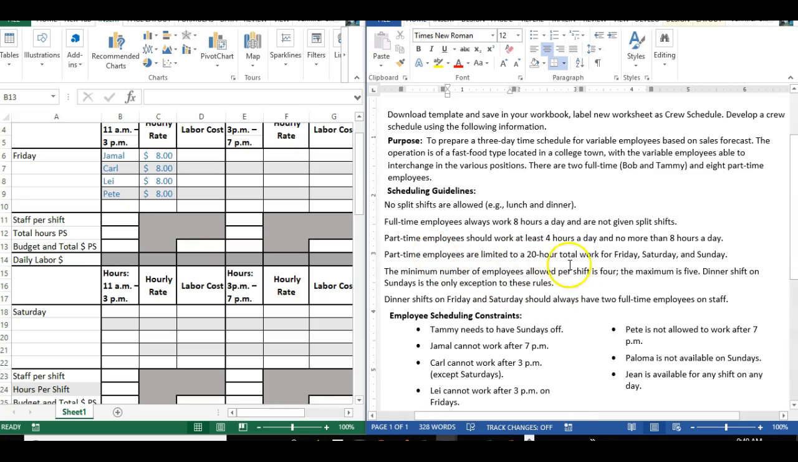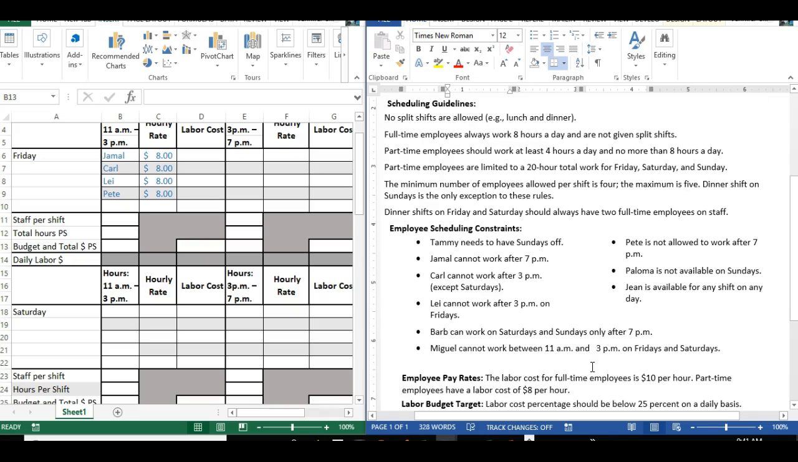Full-time employees always work 8 hours a day and are not given split shifts. Part-time employees work at least 4 hours a day and no more than 8 hours a day. Part-time employees are limited to 20 hours per week for the Friday, Saturday, Sunday. The minimum number of employees allowed per shift is 4. The maximum is 5. Dinner shift on Sunday is the only exception to these rules. Dinner shifts on Friday and Saturday should always have 2 full-time employees on staff.